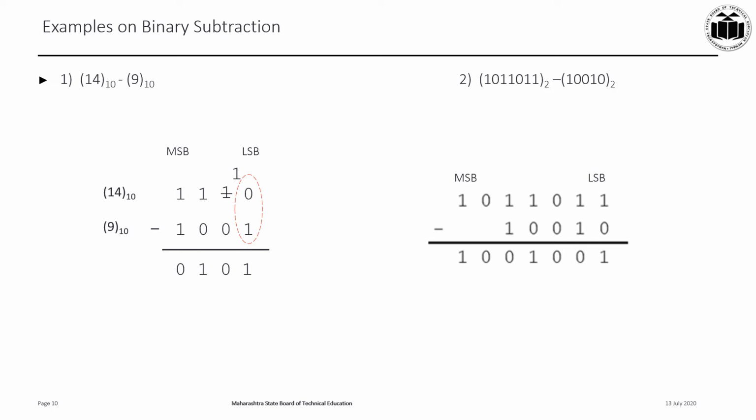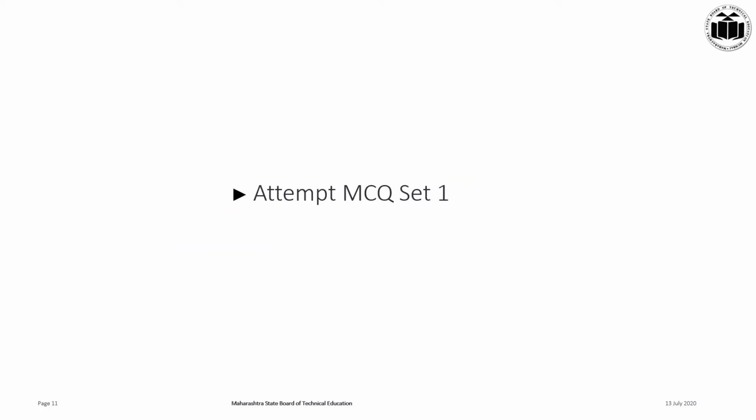0 minus nothing will give you a 0. And finally in the MSB column, 1 minus nothing gives you a 1. So this is a very straightforward subtraction and the answer comes to 1, 0, 0, 1, 0, 0, 1. So now let's take the quiz.